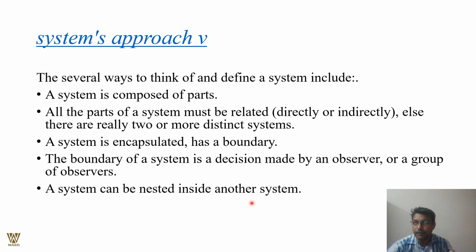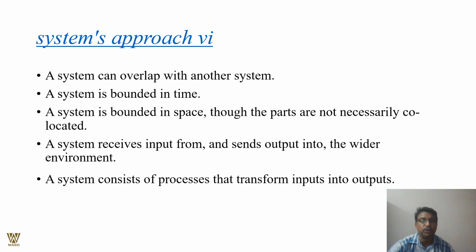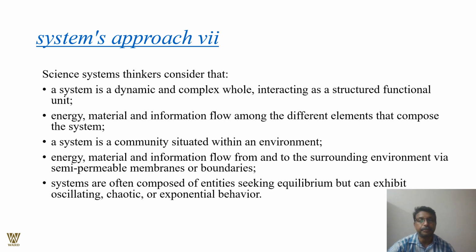You are with your family. The family is a part of a society. The society is a part of a community, and so on and so forth. Systems can overlap one another. A system is bounded in time. A system is bounded in space through parts that are not necessarily co-located. A system receives inputs from and sends outputs into the wider environment. A system consists of processes that transform inputs into outputs.